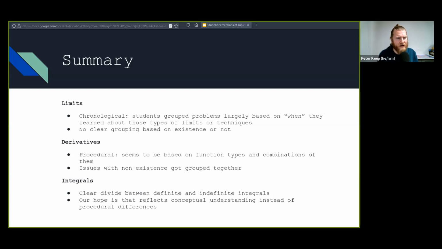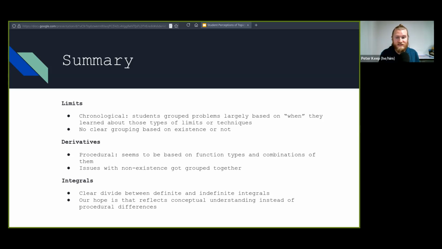For derivatives, it was, again, really procedural, seemed to be based on function types. A lot of trigonometric functions were put together, a lot of chain rule composition stuff put together. And so the issues of non-existence, there were really only a couple of derivatives that didn't exist on here, and they did get grouped together. It looked like that was an intentional thing, and that's what we're believing, that the issue of non-existence did get put together. So they might be thinking about these a little bit more as objects instead of just as procedures.